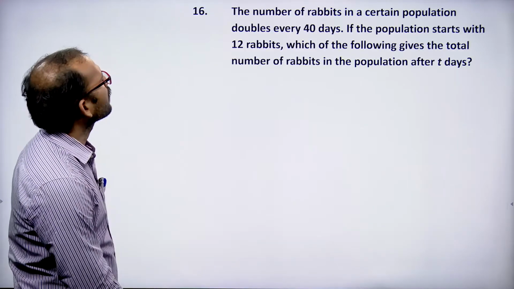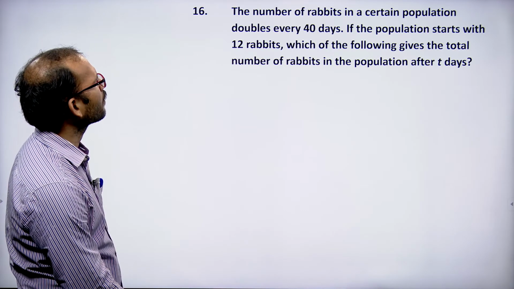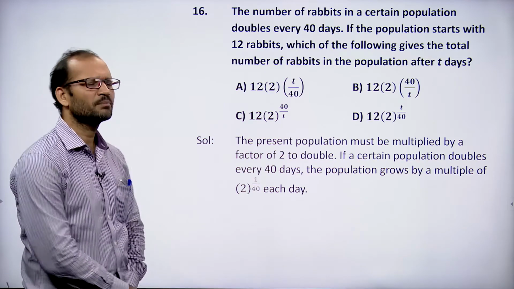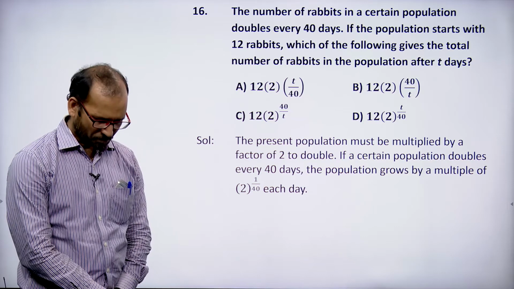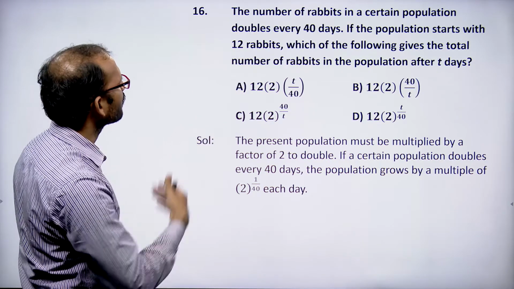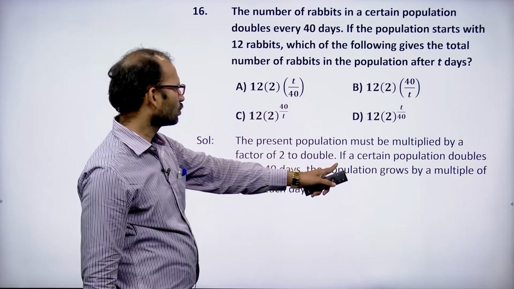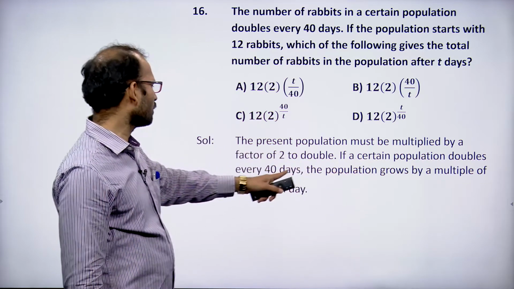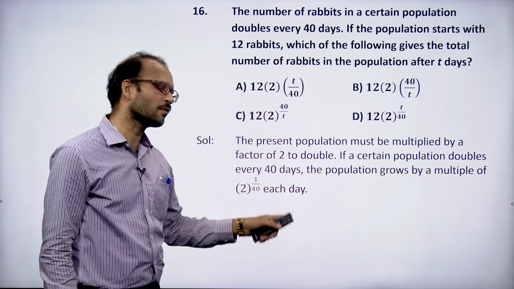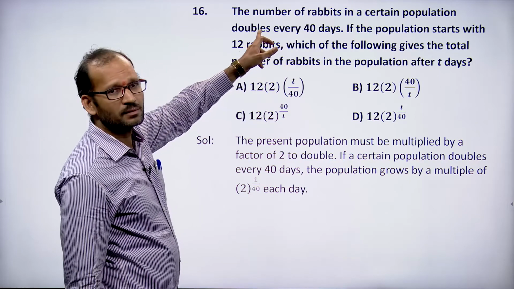Right. The number of rabbits in a certain population doubles every 40 days. If the population starts with 12 rabbits, which of the following gives the total number of rabbits in the population after 2 years? Yes, this is also simple. It is an exponential growth function, growth, because it doubles every 40 days. The present population must be multiplied by a factor of 2 to double. If a certain population doubles every 40 days, the population grows by a multiple of 2 power 1 by 40 each day, right.